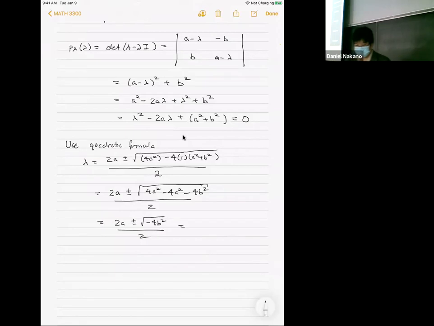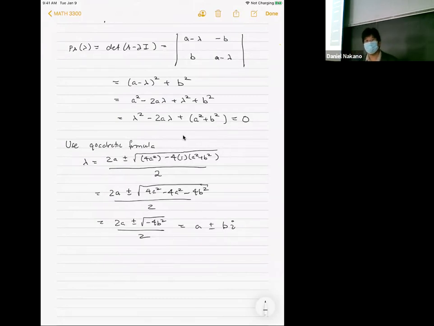Well, what do we get? The 2 will cancel. So this is A plus or minus B times i, because the square root of 4 is 2, the 2's will cancel, and then you get minus B squared, and that's going to be B times i. Everyone all right with that? We skipped a few steps, but does everyone see how that's true? Okay, good. Well, that's pretty neat.